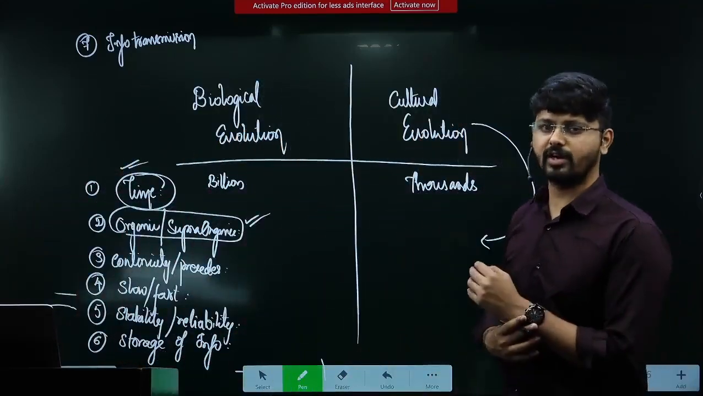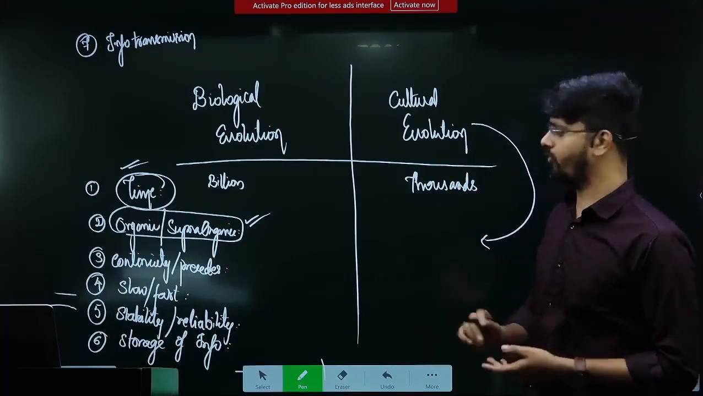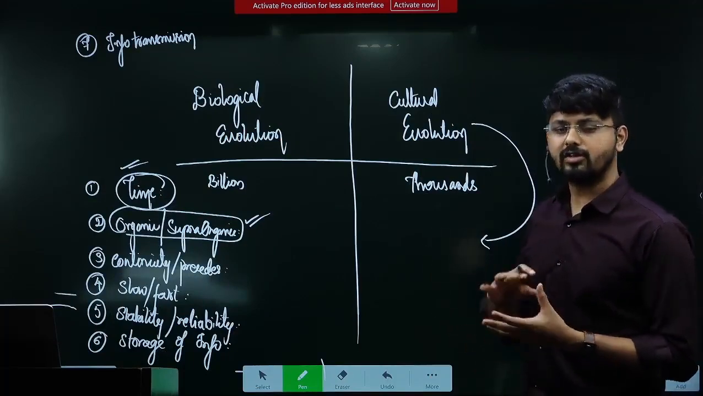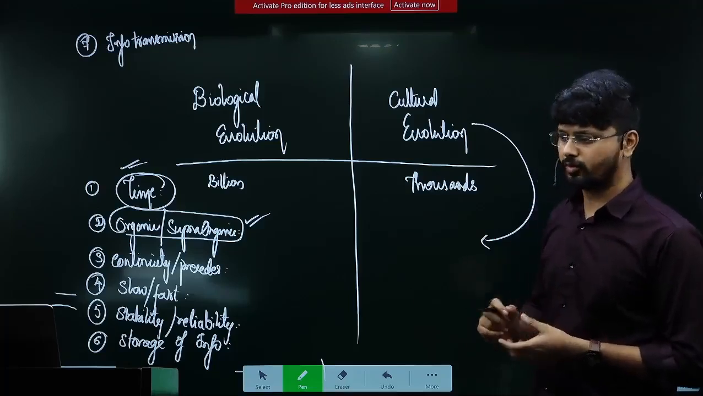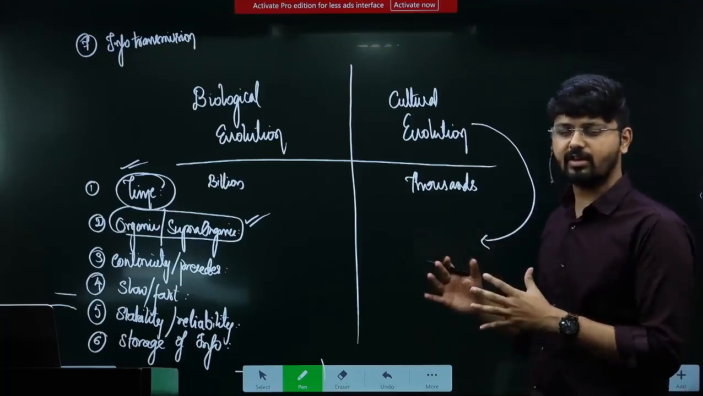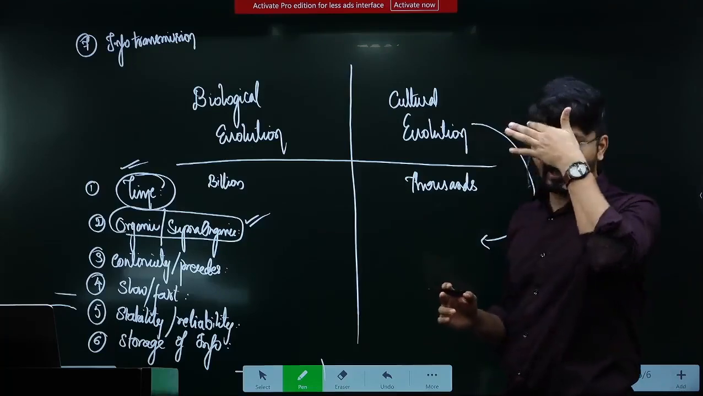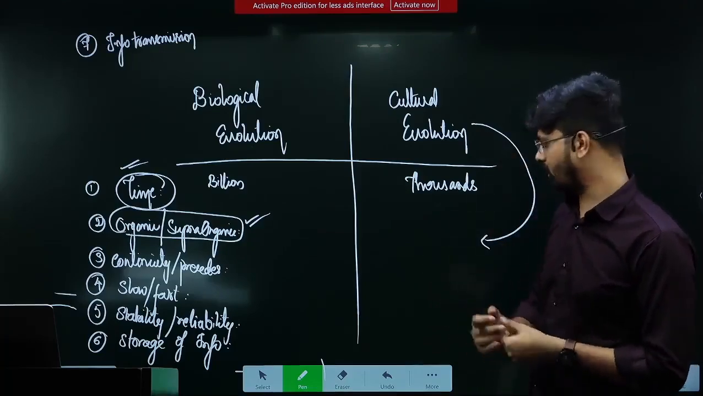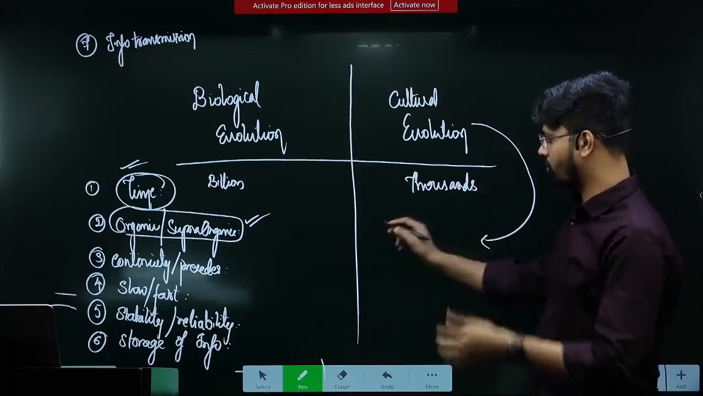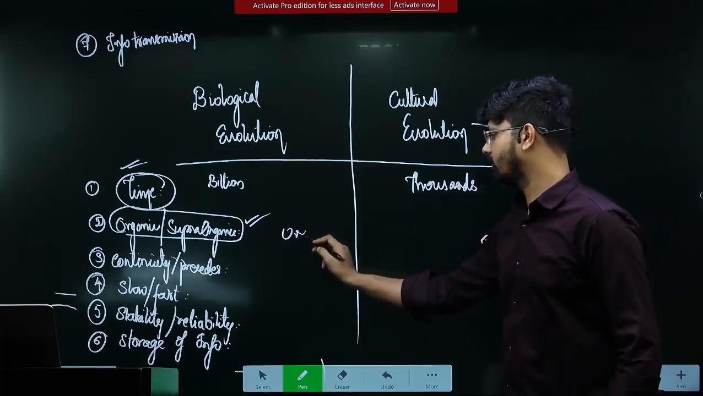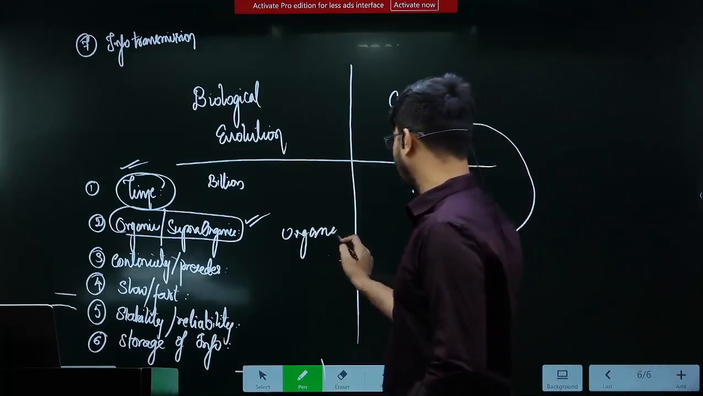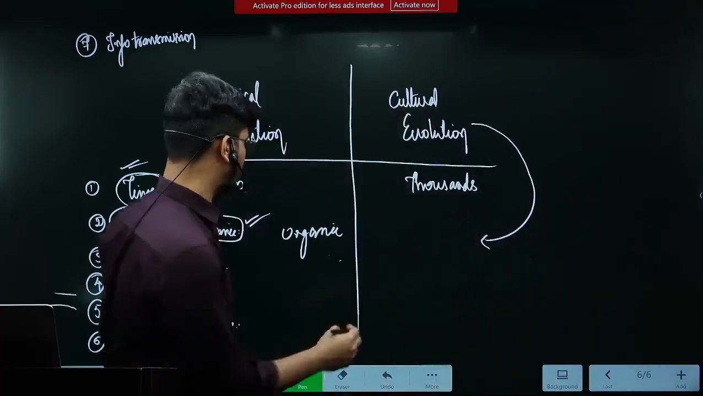We have studied in culture the superorganic view of culture, right? So culture is bigger than the organisms. Whatever information has come from the past will help in framing the further continuation of culture, right? So this is organic in nature, and this is superorganic.